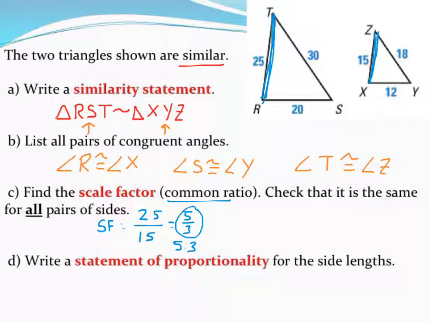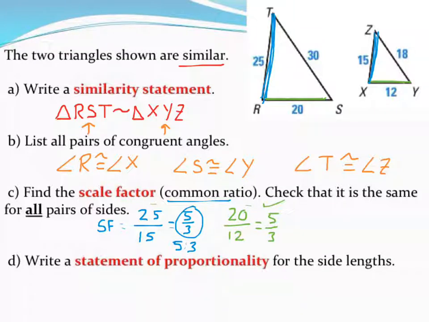So let's match up the bottom two sides. Those two sides should be in the same ratio, in the same proportion. So let's match up 20 over 12. And notice I'm putting that 20 in the top. I don't have to, but because I put the bigger number on top last time, I have to be consistent and put the bigger number on top this time as well. 20 over 12 does in fact simplify to 5/3, so that's a good sign.